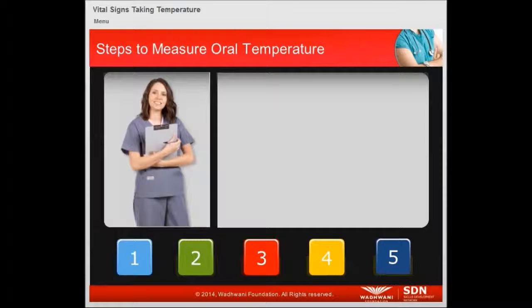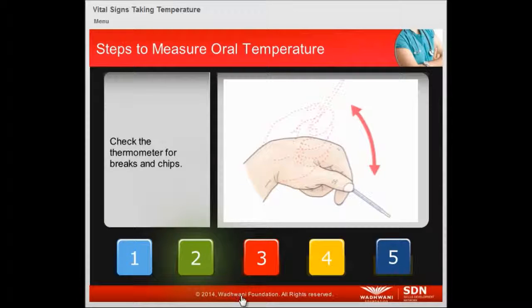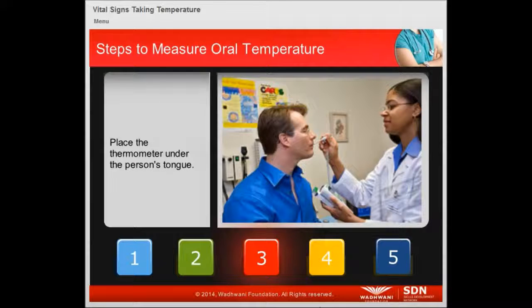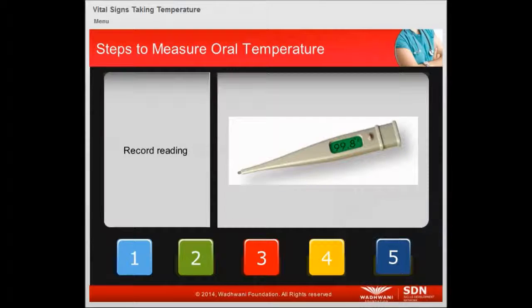Now let's learn the steps to measure oral temperature. Click each card for more information. 1. At first, rinse the thermometer with cold water. 2. Check the thermometer for breaks and chips. 3. Then place the thermometer under the person's tongue. 4. Leave the thermometer in place for 1 to 2 minutes. If the person has been eating, drinking or smoking, wait for 15 minutes before taking the temperature. 5. Record the reading on the thermometer.